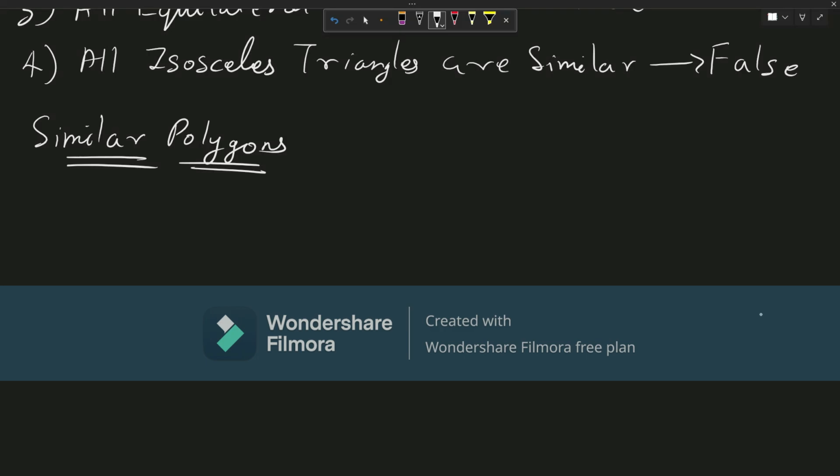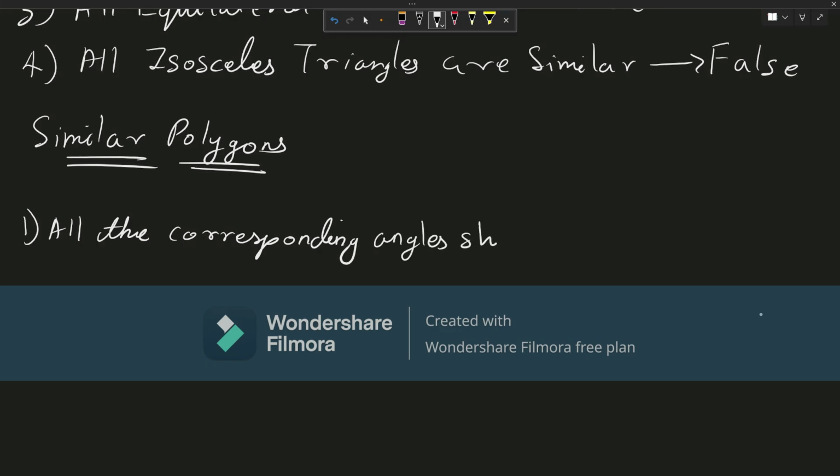Now there are some conditions that you guys need to remember. If they have given you two polygons and told you to tell if they're similar or not, the first rule is that all the corresponding angles should be equal.